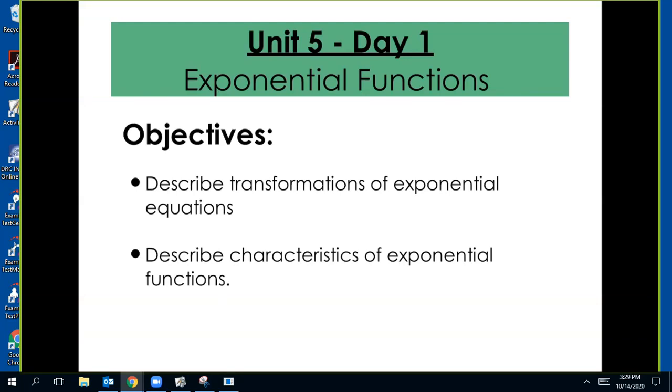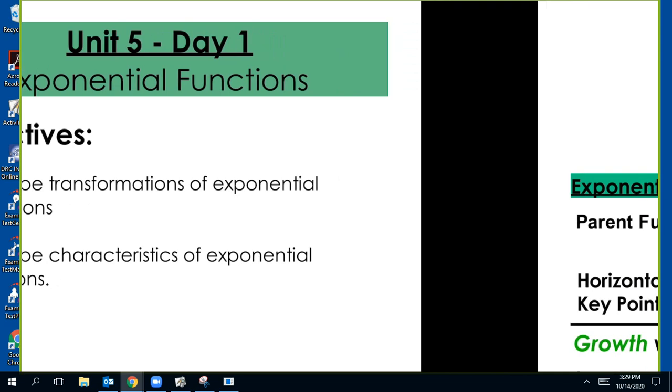Everyone, welcome to Unit 5. You started off in Unit 5 with a little intro to sequences and series, or not series, just sequences. Hopefully you got a little information about that today, and then we're going to talk specifically about one type of sequence, a geometric sequence, which we can also call an exponential function. So let's move right along.